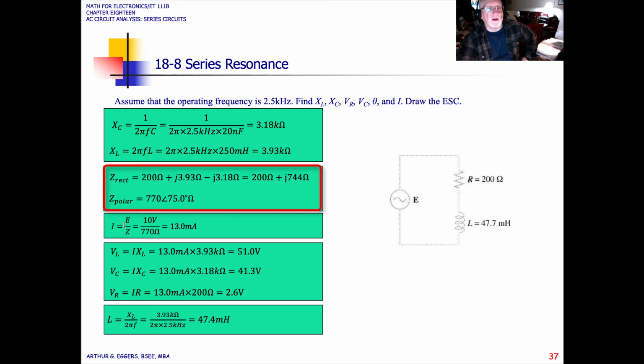Again, using Ohm's law, we can calculate the current, 13 milliamps. Again, using Ohm's law to solve for the voltage drops across L and C, we notice that since we're not at resonance, they're not the same value, so they become a difference here, 51 and 43, and we end up then with a voltage drop across the resistor, same current, of 2.6 volts. Solving for the inductive value in henries, we end up with 47.4 millihenries.